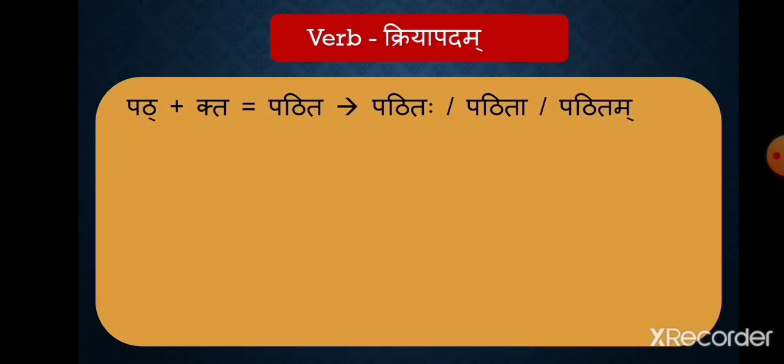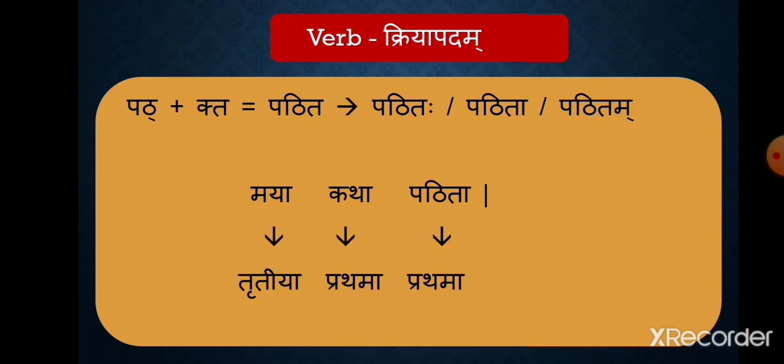Let's see one more sentence. Maya katha pathita. In this sentence, maya is the subject. It is used in tritiya vibhaktihi. Katha is the object. It is used in prathama, and pathita is also used in prathama. And its lingam and vachanam is dependent on the object, that is katha. As katha is used in feminine gender, pathita is also used in strilingam.